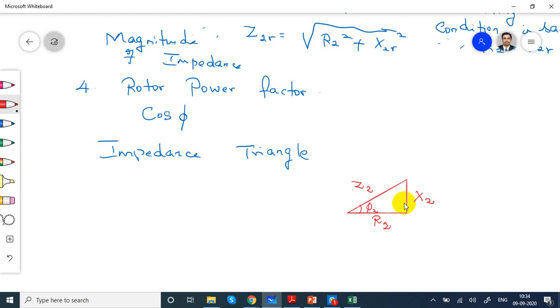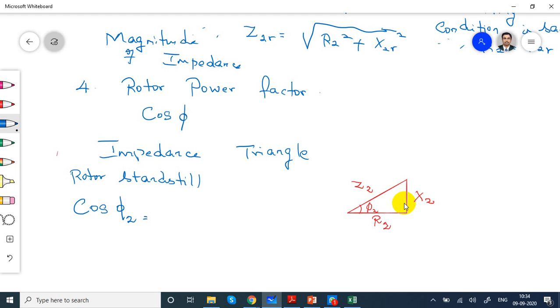So phi 2 means same type. Here also we are going to write rotor at standstill. The power factor will be cos phi 2.